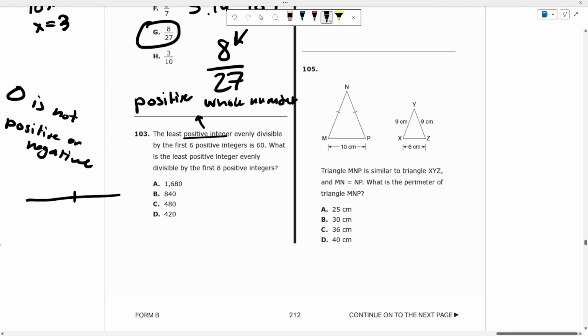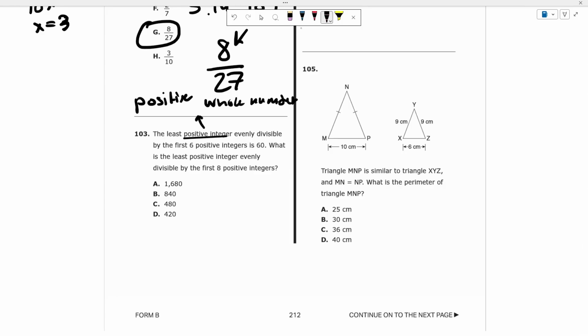Why? Because everything before 0 is negative and everything after 0 is positive. So how can 0 be positive or negative if it is the border? It's just a border. So 0 kind of serves as a border between the negative domain and the positive domain, okay? So if we're dealing with positive whole numbers and 0 is not positive, that means that we're dealing with 1, 2, 3, 4, 5, 6, 7, 8, 9, 10, and so on and so forth.